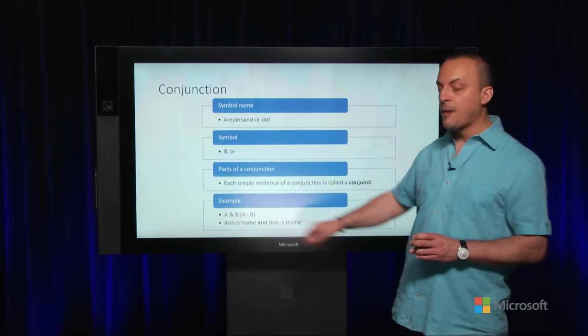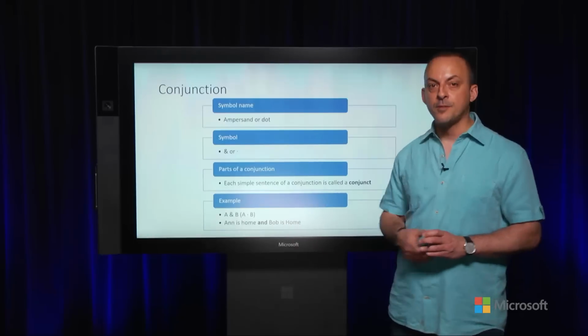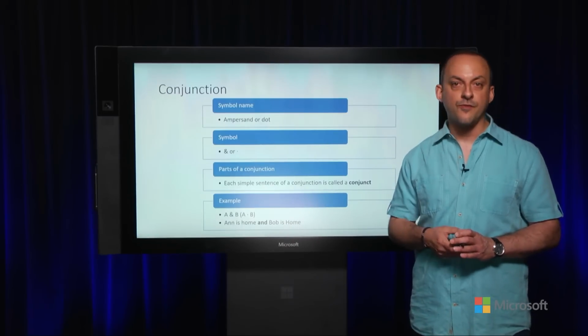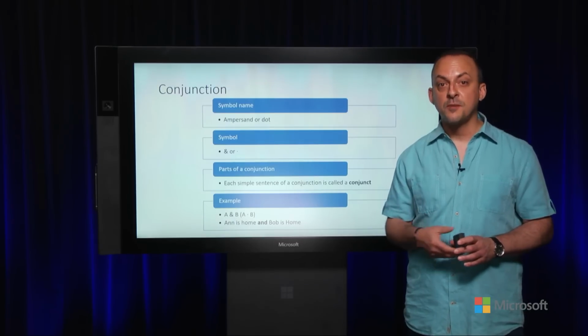Now let's change Bob is home to false. Ann is home and Bob is home, but Bob is home is actually false. What do you think the truth value of the entire conjunction would be? Intuitively, doesn't it seem like it would be false?